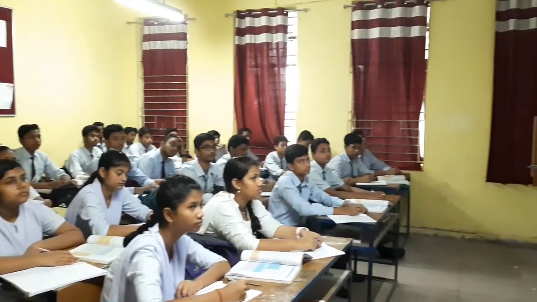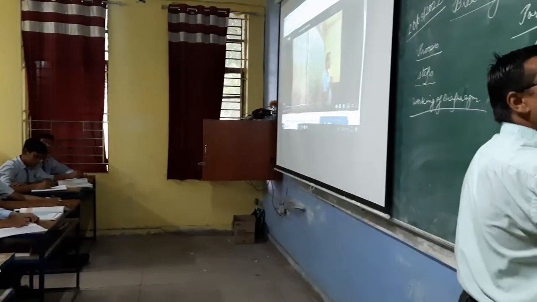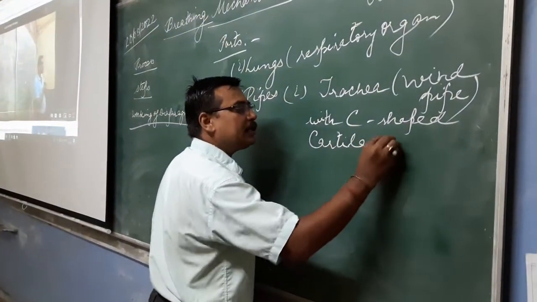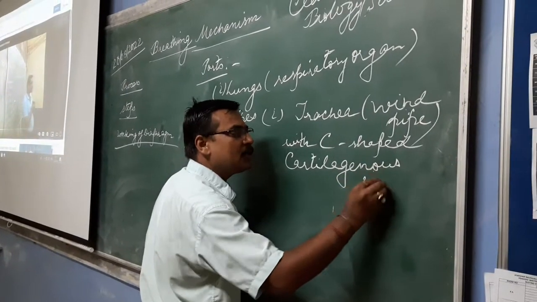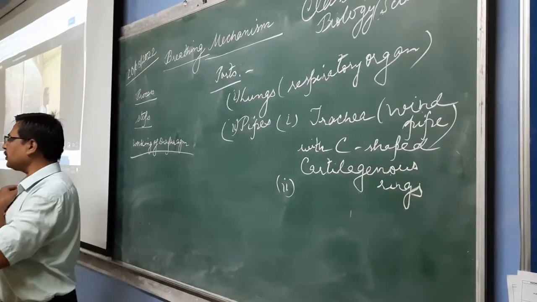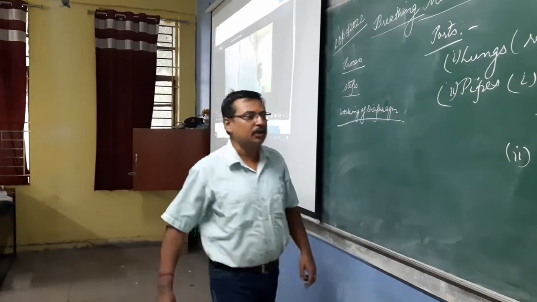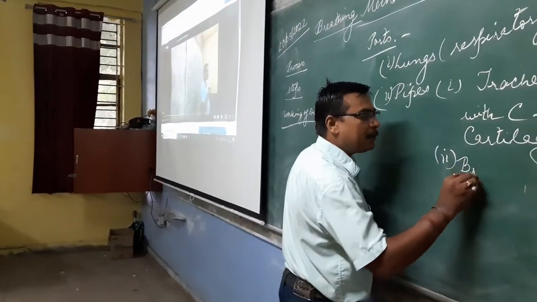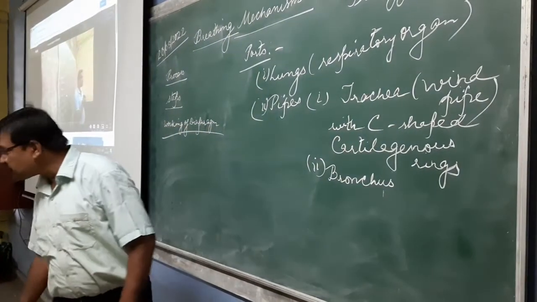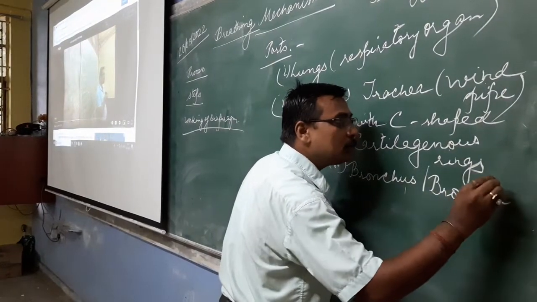So this trachea has C-shaped cartilaginous rings. Then we move down. As it goes down, the trachea breaks up into two parts. Each of the parts we are calling bronchus. Plural will be called bronchi.